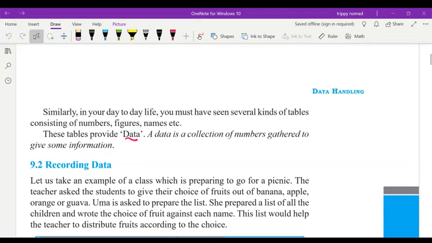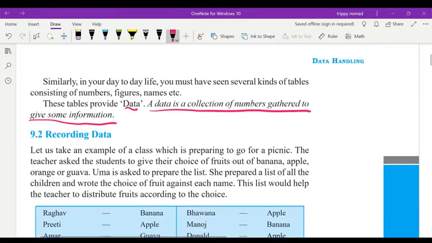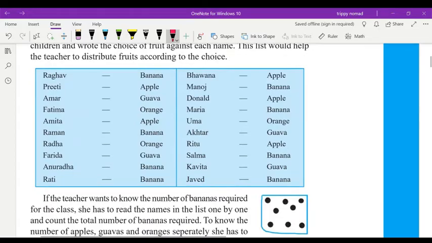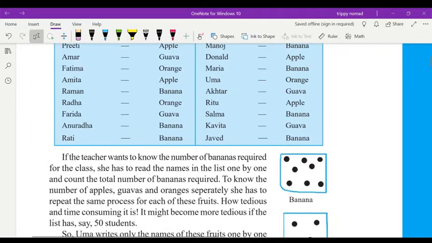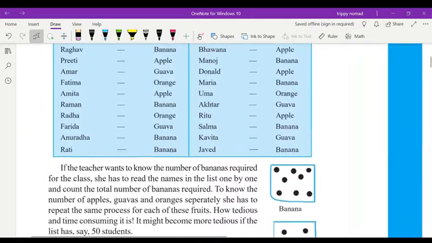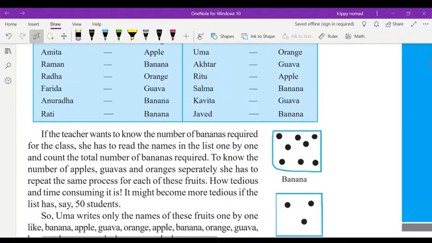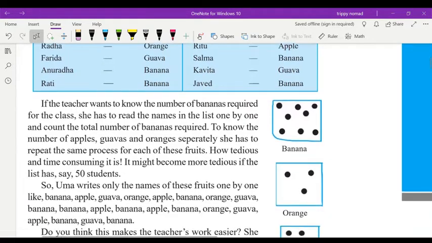Data is a collection of numbers gathered to give some information. That is called data, and it can be grouped or ungrouped. If it is in chart form, that is called grouped. If it is not in chart form, then it is called ungrouped. So, for the terms that we are going to use in this chapter, let us discuss one more term.